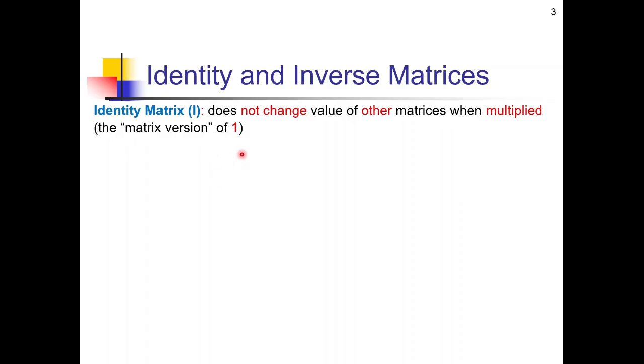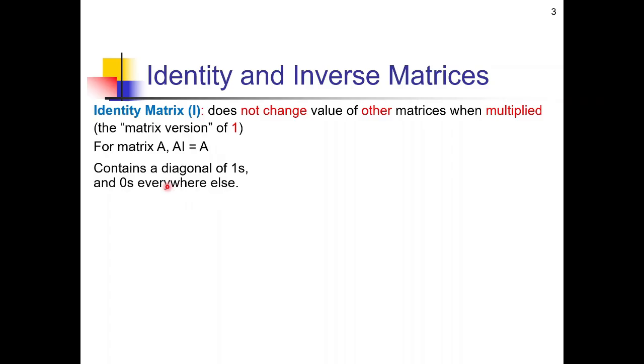So just to write this out as a little equation, if we have some matrix A and the identity matrix for that, I, A times I is just going to be A. It's just going to give you whatever the non-identity matrix was. So what would this identity matrix actually look like? What would it have to basically accomplish nothing? So the identity matrix is going to contain a diagonal of 1s going down and to the right, and it's going to be 0s everywhere else.